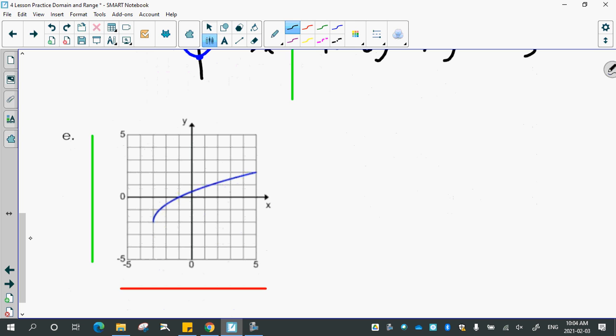Okay, E, make it look like yours, so you start with a point here. Just one of those half parabola on its side type pictures. Is it a function? Pass the vertical line test? Yes. So it is a function.